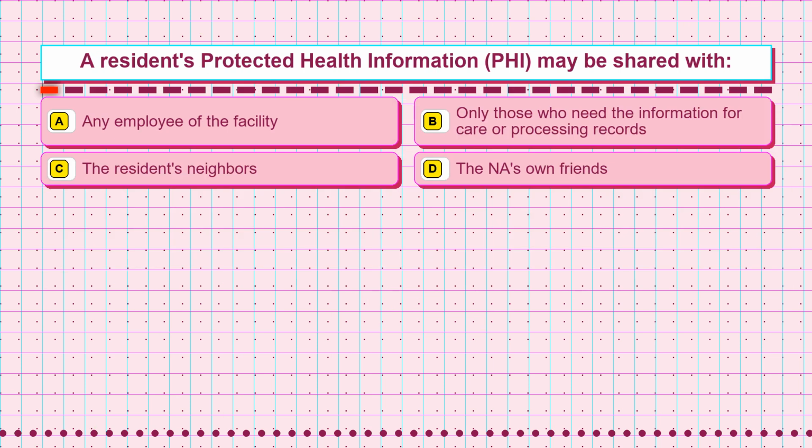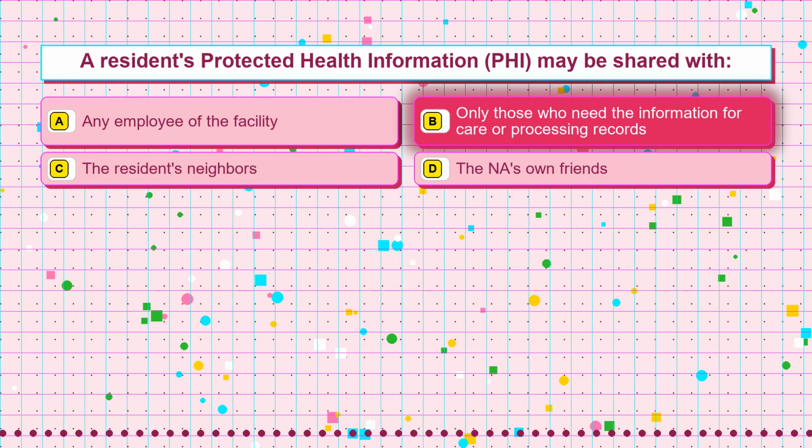Question 60. A resident's protected health information, PHI, may be shared with: Option A, any employee of the facility. Option B, only those who need the information for care or processing records. Option C, the resident's neighbors. Option D, the NA's own friends.